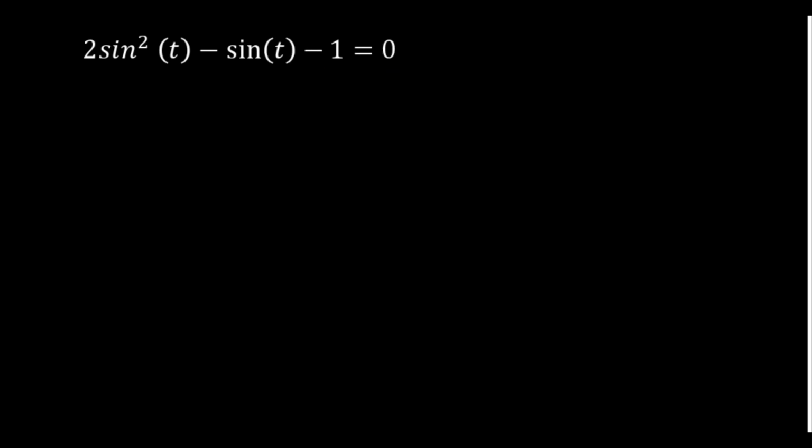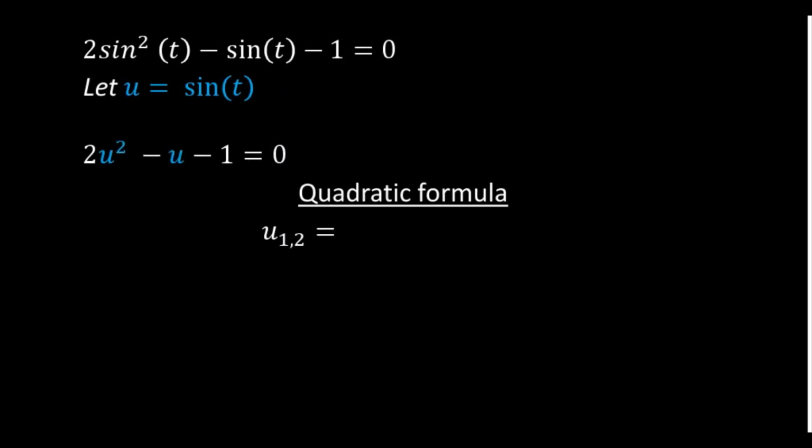Now notice that the largest power of sine is 2, so that means that we're dealing with a quadratic equation. And if you can factor this equation without any substitution, that's awesome. If you don't, I would recommend you to do the u substitution. So we will say that let u equal sine of t. Then sine squared would be u squared. So we will have 2u squared minus u minus 1 equal to 0. And this is a quadratic equation which we can solve either by factoring or by using the quadratic formula.